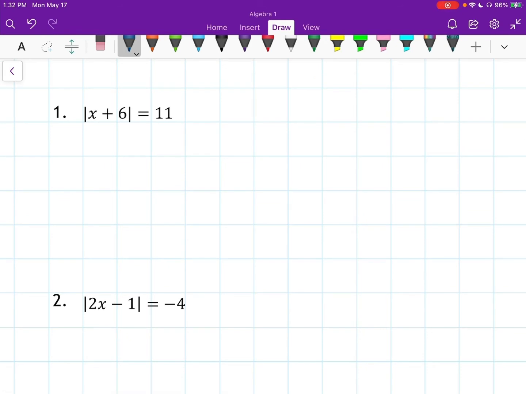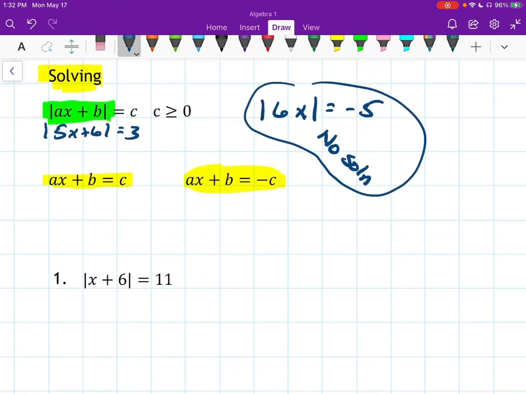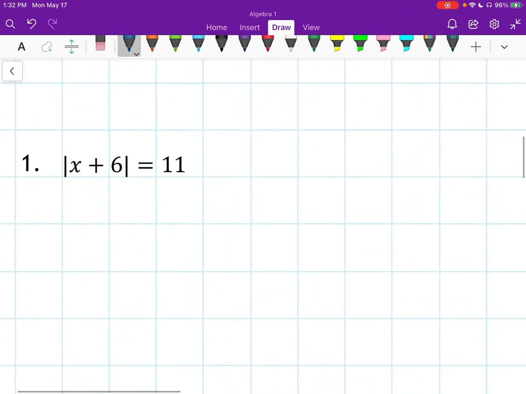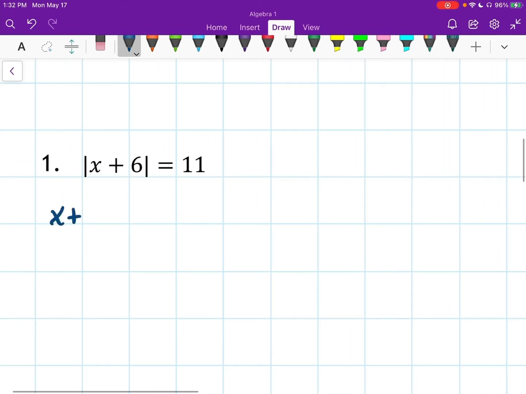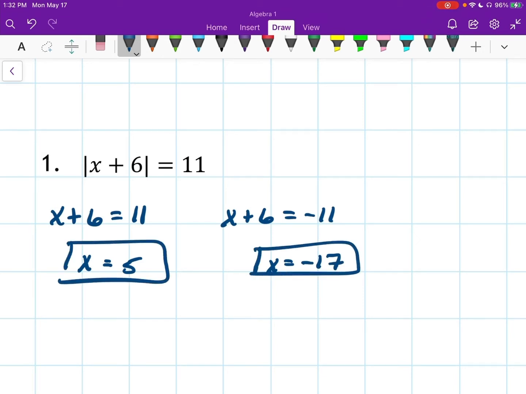Number 1 here, we have the absolute value of x plus 6 equals 11. 11 is positive, so all works. It's not a scenario like this. Everything is okay. So this splits up to be x plus 6 is 11, and x plus 6 is -11. This gives me, what is this, x equals 5 and x equals -17. And if you go back and you plug those back into the original problem, you'll get the correct answer.